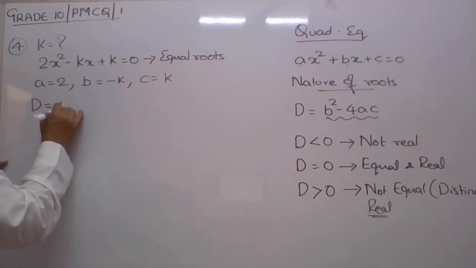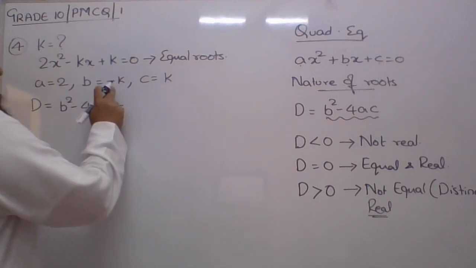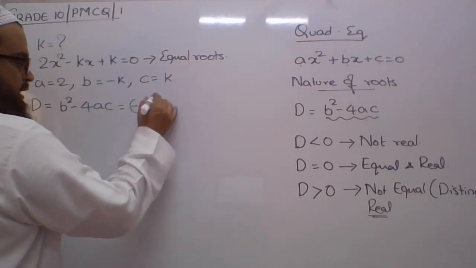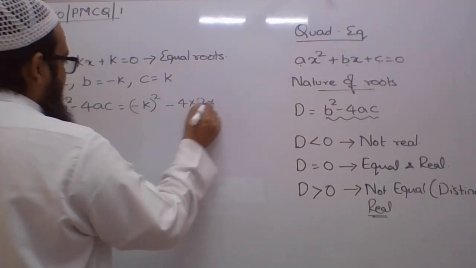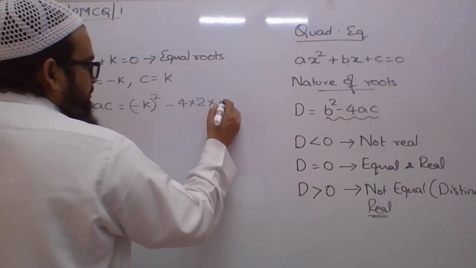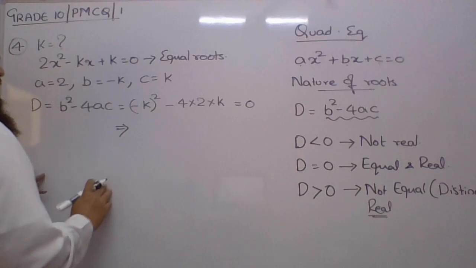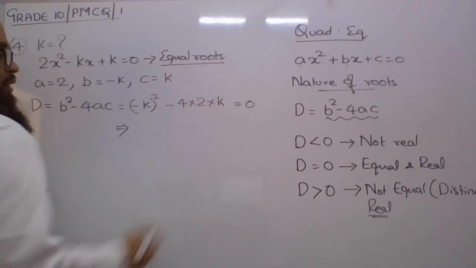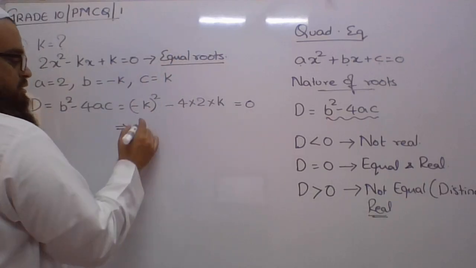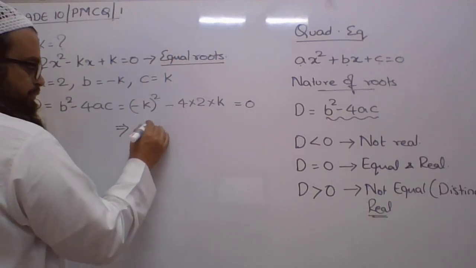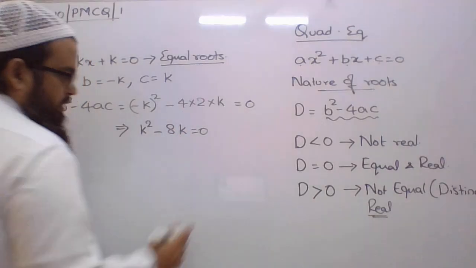What is discriminant? It is b square minus 4ac. What is b here? Minus k whole square, minus 4 times a, 2 times c, k, and discriminant is equal to 0. So that implies, because the nature of the roots are given equal, minus k whole square, minus negative square is positive, k square is k square, minus 4 times 2, 8, 8k is equal to 0.